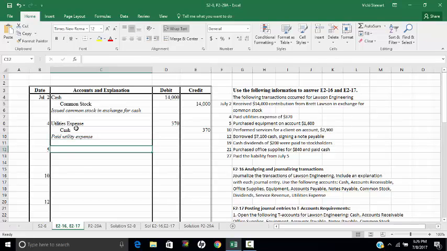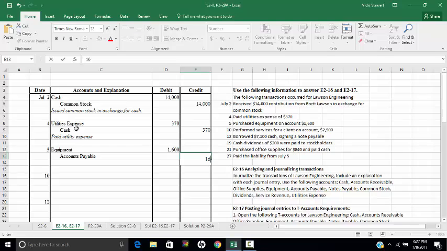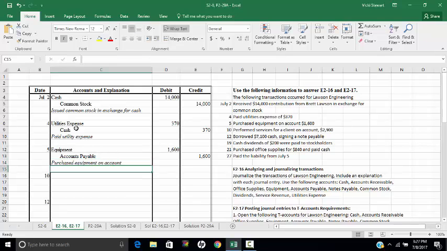On July 5th, it says that we purchased equipment on account. So that means we got equipment, which is an asset. So we'll debit equipment for $1,600. And we got this equipment on credit. So that means we're going to have an accounts payable that we'll have to pay in the future of $1,600. Our explanation would be purchased equipment on account.